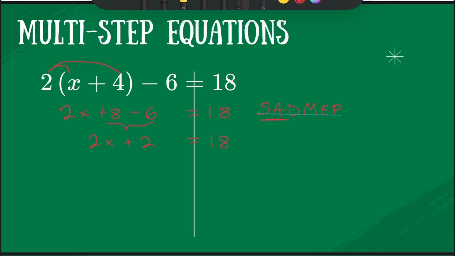First, I'm going to subtract or add. In this case, I'm going to subtract 2 on both sides. I get left with 2x is equal to 16. And if I divide both sides by 2, I get that x is equal to 8. And that's it.